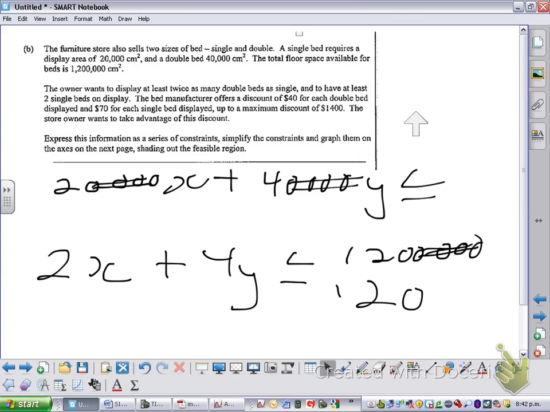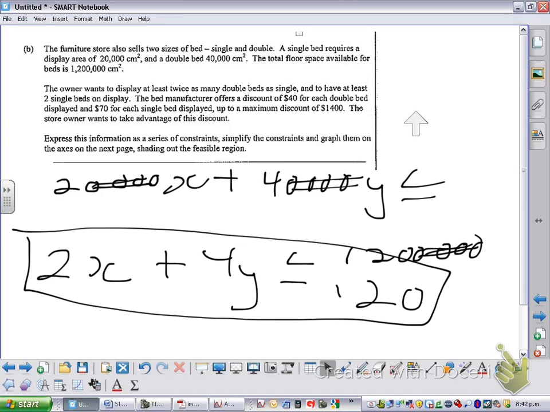Now you can reduce that even further by dividing everything by 2. But don't use great big equations. It's not necessary. These are equivalent statements. You've just divided everything by 10,000 or whatever. And that's a much more doable equation. And you can even, again, divide it by 2, and you get X plus 2Y is less than or equal to 60. Make your life simple. Don't make life complicated. So that's the first equation.